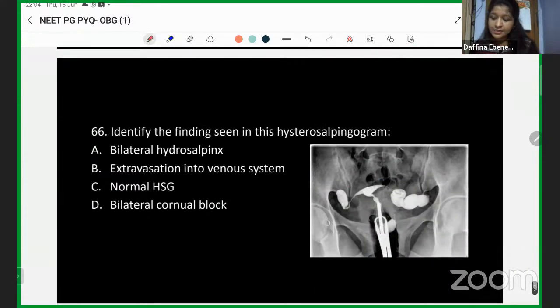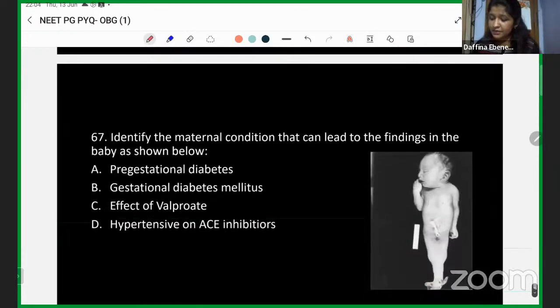Identify the findings seen in this hysterosalpingogram. This is an HSG picture that is showing both sides tubes enlarged. So what is that? Bilateral hydrosalpinx. Few image-based questions in this.